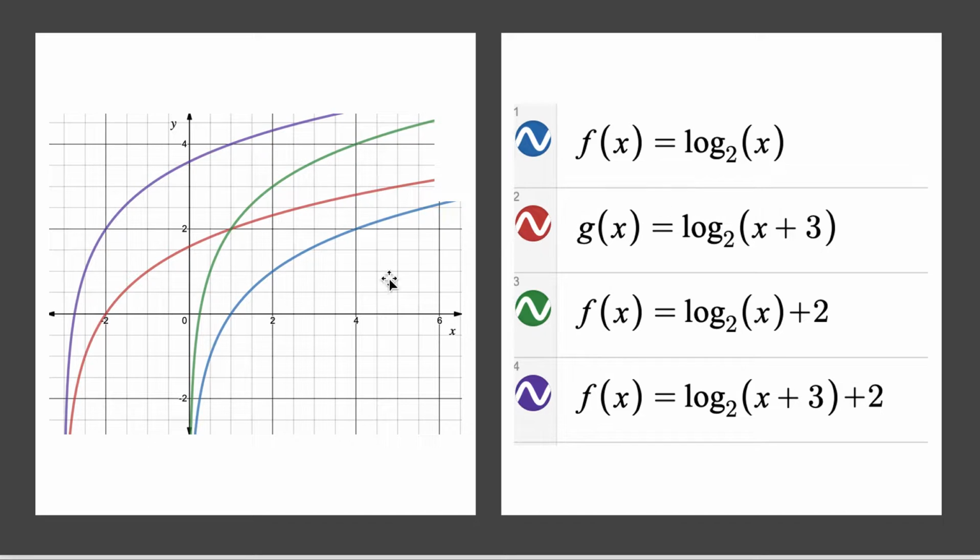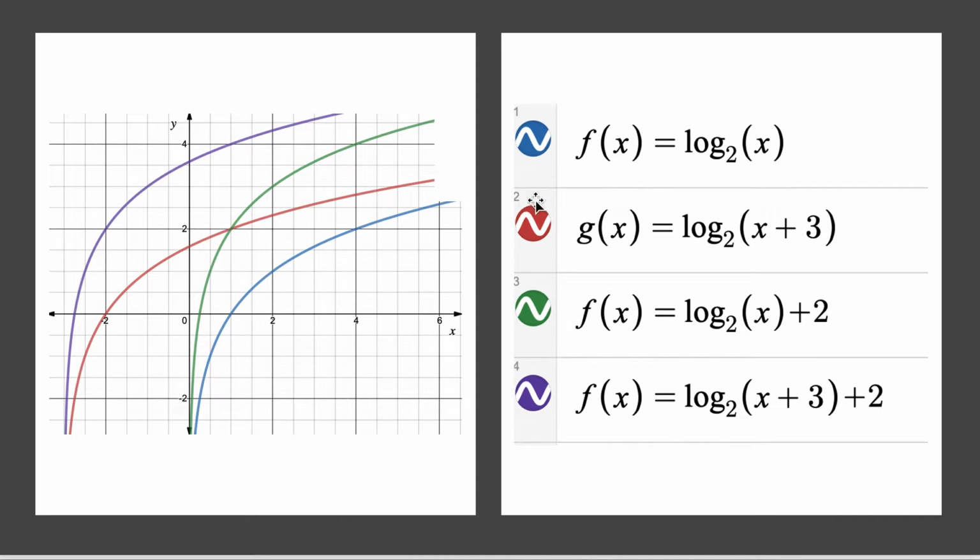In the parent function, the x-intercept is 1 and 0, and it is going to move 3 units. The parent function is going to move 3 units to the left. So the x-intercept is going to move 3 units to the left, 1, 2, 3. And the intercept is going to be minus 2 and 0.